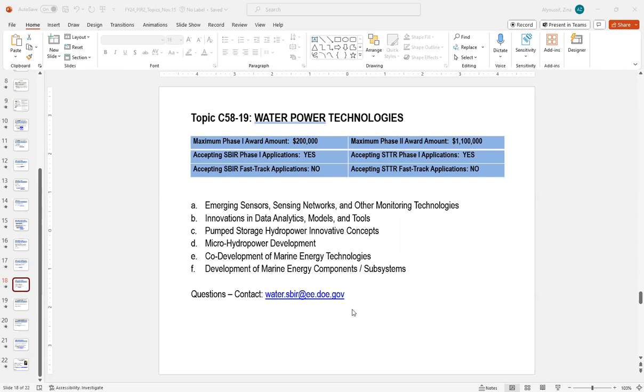And the last 2 topics are focused on marine energy. Topic E is on co-development of marine energy technologies. This is a topic that we have had for the last few years, and it is for the development of marine energy systems in partnership with end users. And topic F is on the development of subsystems and components for marine energy systems.